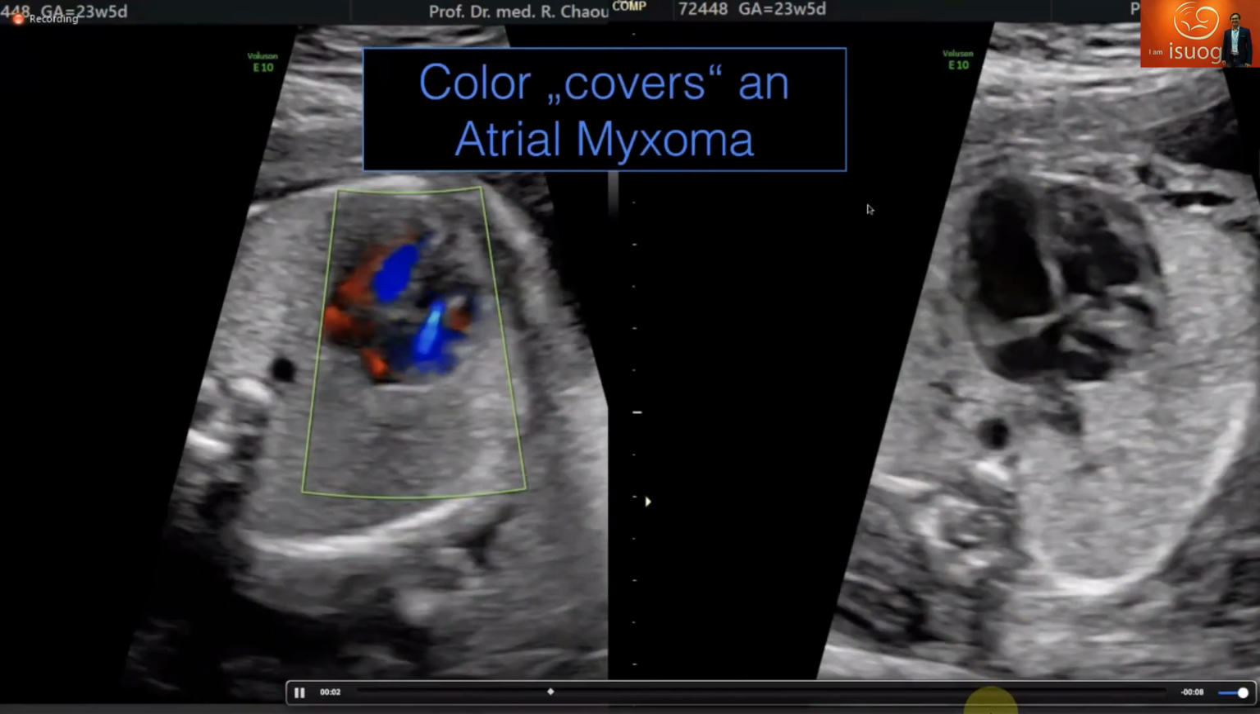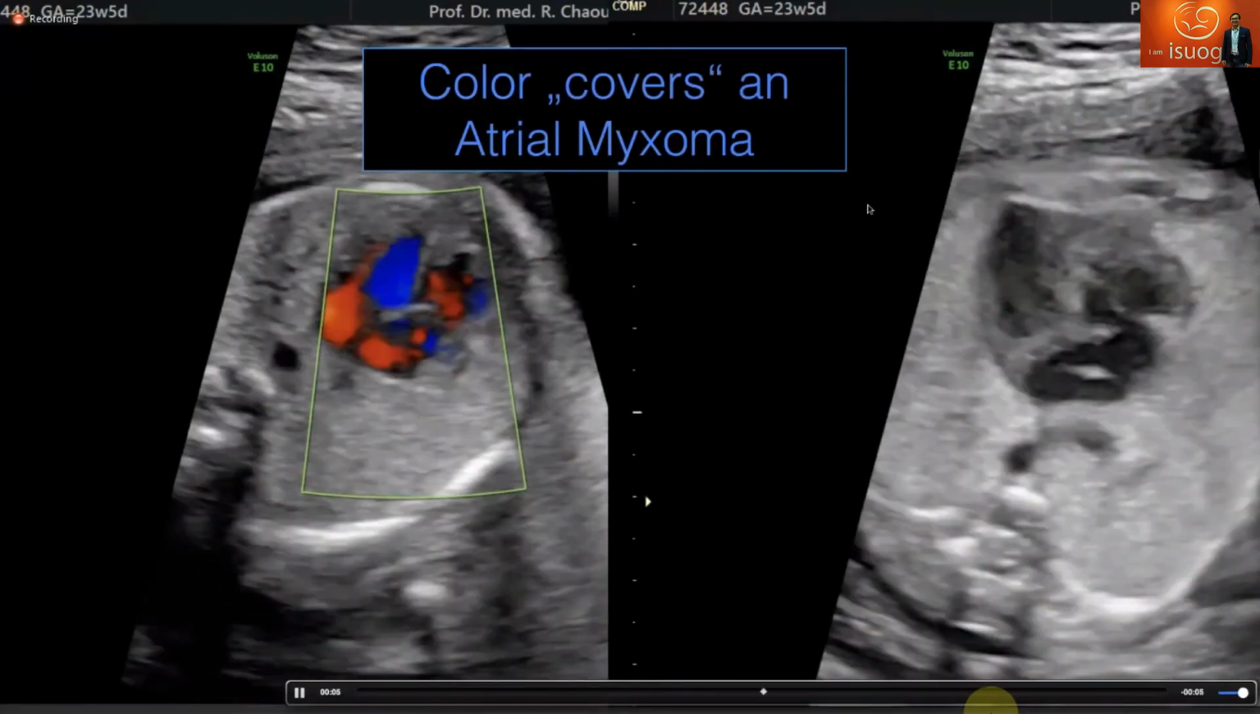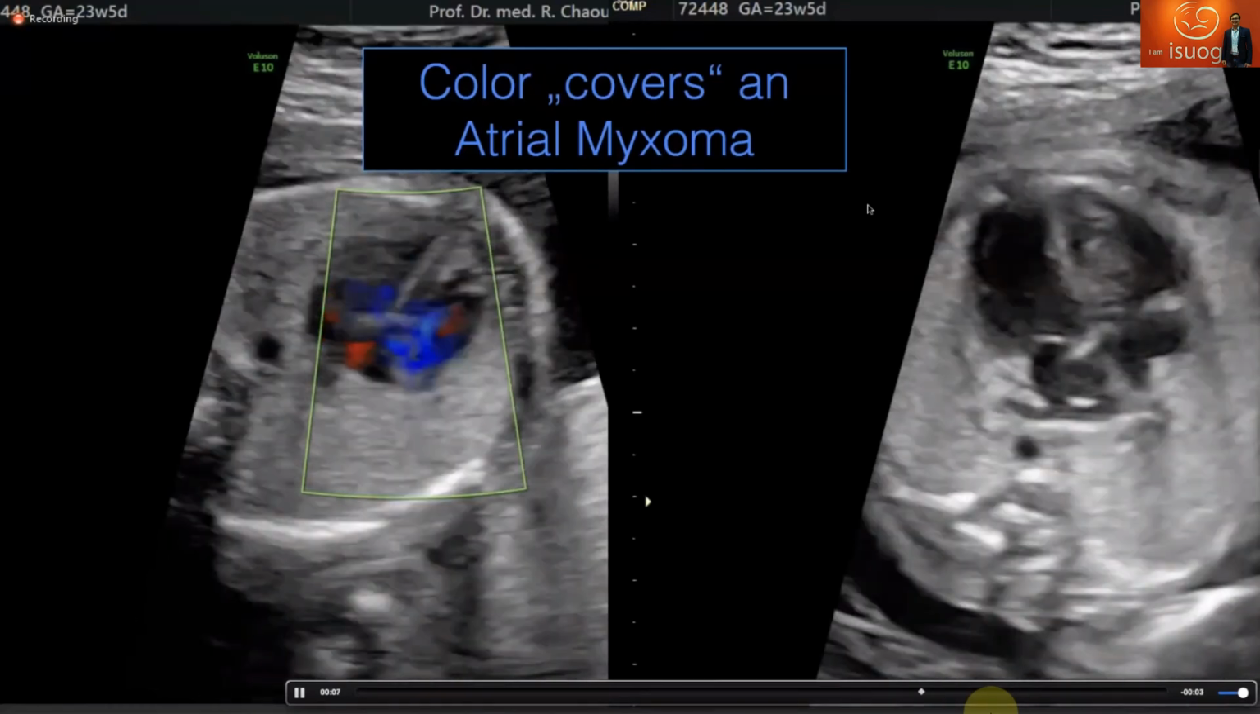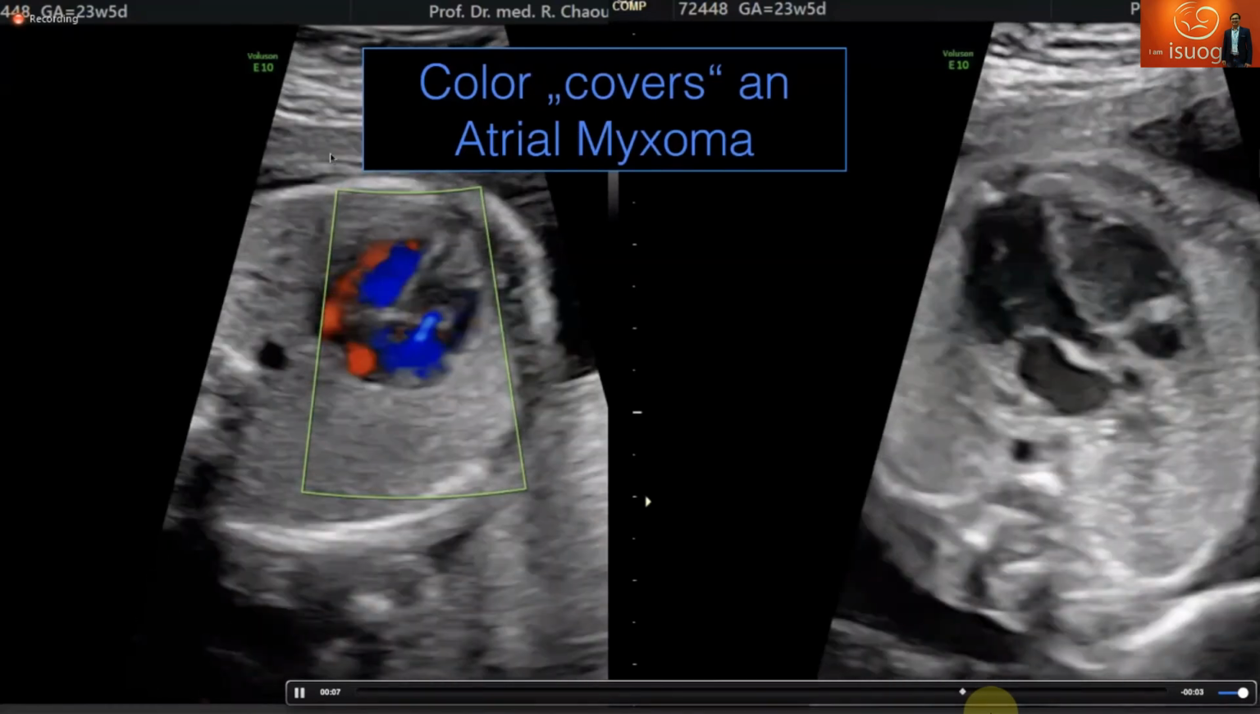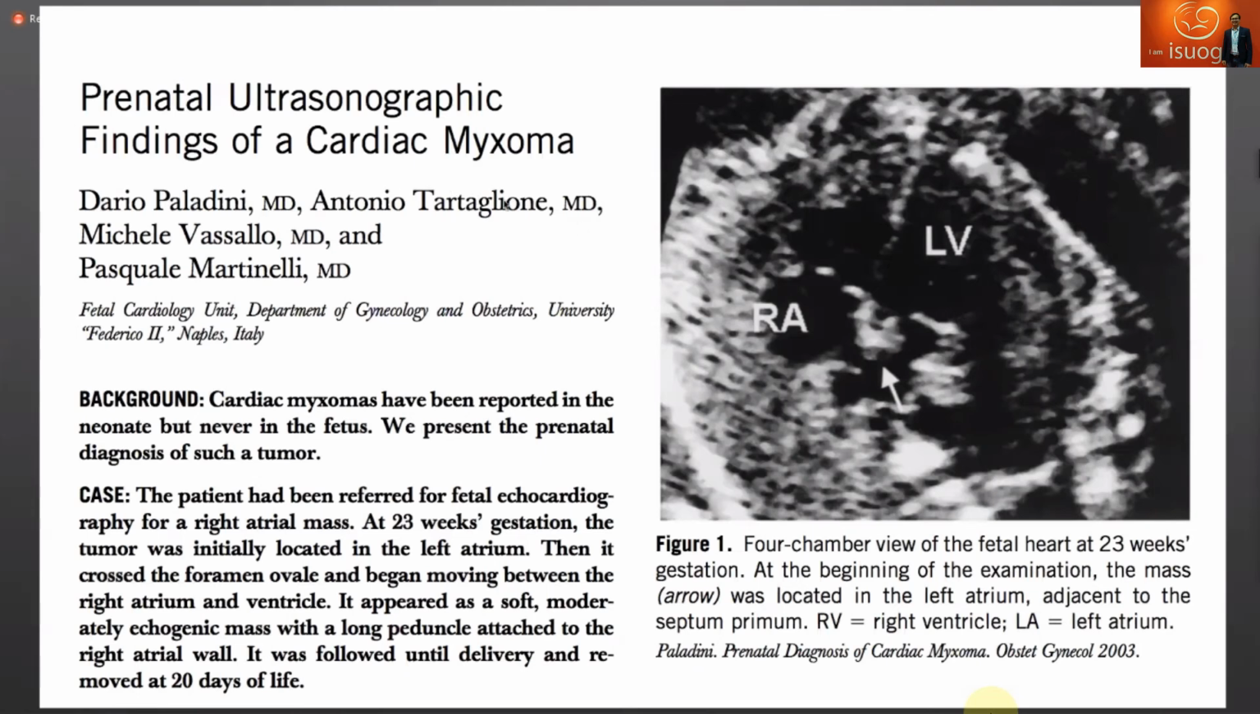How do I know it's myxoma? Because I remember many years ago, I read a paper by Dario Palladini, who reported on a myxoma, and it was a structure like this. I remembered, okay, if there is something moving between the atrium and the ventricle, it could be myxoma. So I took my time. I wrote, sent this video to Dario. I said, please, my friend, do you remember your case? Can you tell me it is a typical myxoma? He said, yes. And he was so kind.